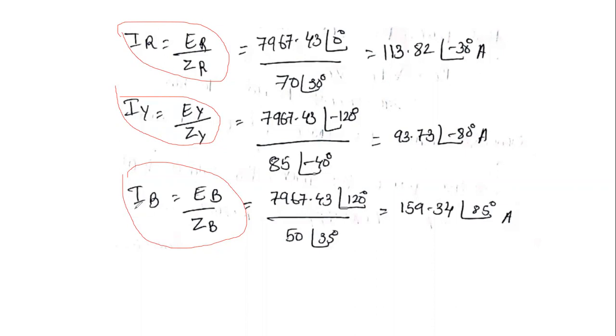Similarly, we calculate the IB value. IB is equal to EB by ZB, where EB is equal to 7967.43 at an angle of 120 degrees, divided by 50 at an angle of 35 degrees, the ZB value. That is equal to 159.34 at an angle of 85 degrees. These are the currents in each phase: this is the IR current, this is the IY current, and this is the IB current.